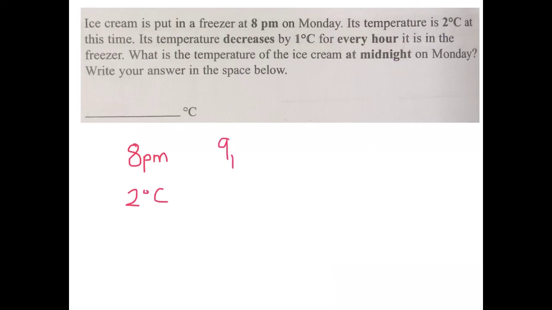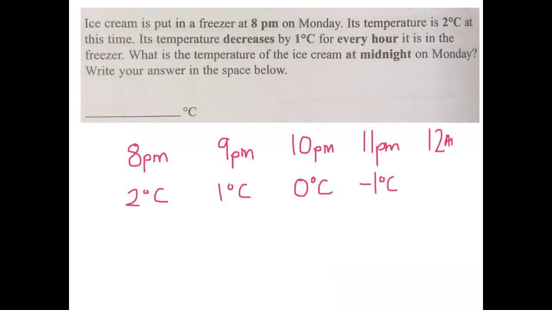At 9 p.m. it is dropped by 1 degree, so it's down to 1 degree. At 10 p.m. it's dropped by 1 degree again because it's another hour later. It's down to 0 degrees Celsius. At 11 p.m. it has dropped a further 1 degree. So we're down to minus temperatures, -1 degree Celsius. And at 12 a.m. midnight, which is what the question wants us to work out, the temperature has to drop a further 1 degree, so we're down to -2 degrees Celsius.